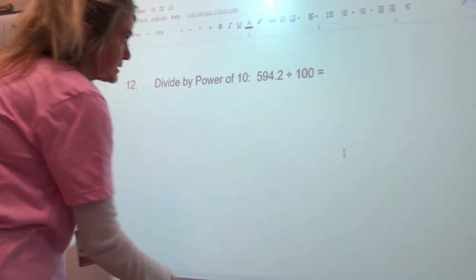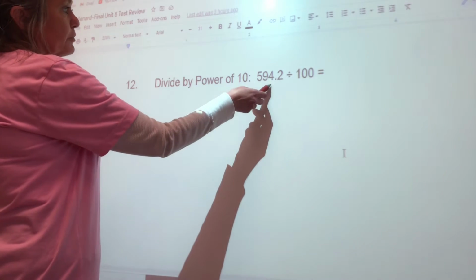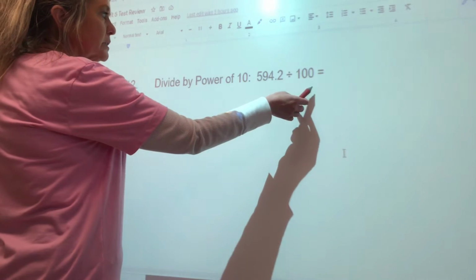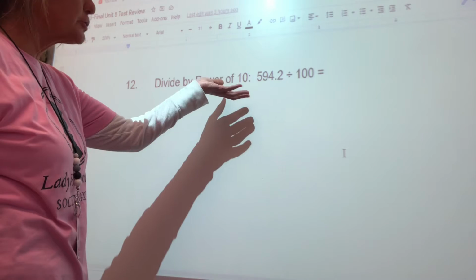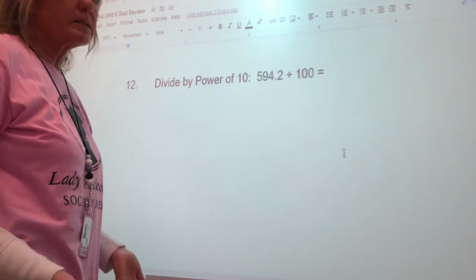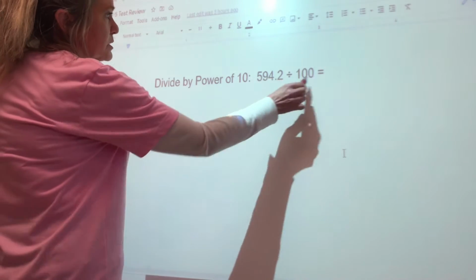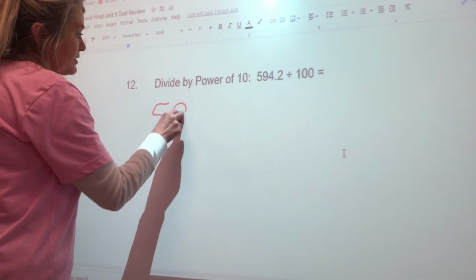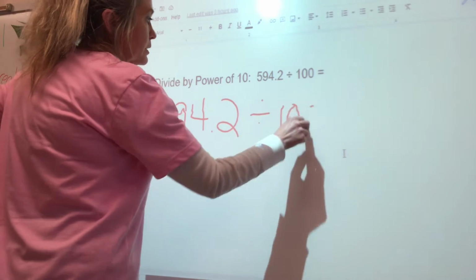Okay, so let's use that same theory on this one. If I have 594 and 2/10 of something, and I'm dividing it by 100, it makes sense that if I have about 600 of something and I divide it by 100, then I should have about 6. So let's use our theory on moving decimals based on the number of powers of 10. So 594 and 2/10 divided by 100.